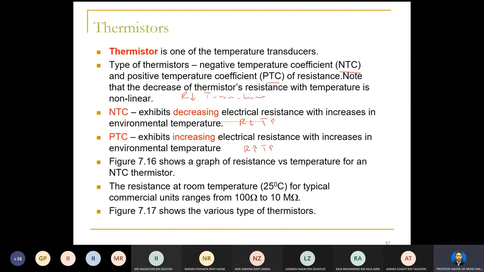Okay, and then the next figure will show the graph for resistance and temperature for the NTC thermistor. So the resistance at room temperature of 35 degrees Celsius for a typical commercial unit ranges from 100 ohm to 10 mega ohms. The next figure will show the various types of thermistor.